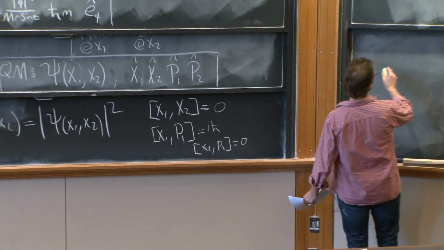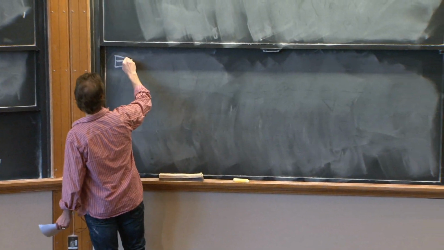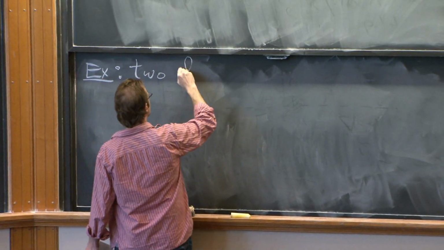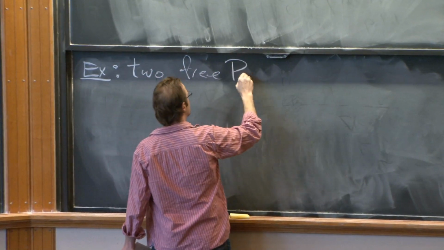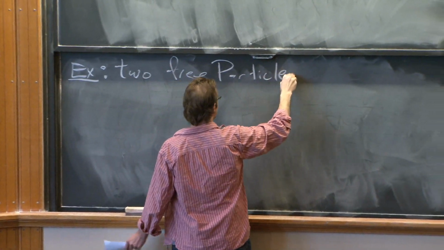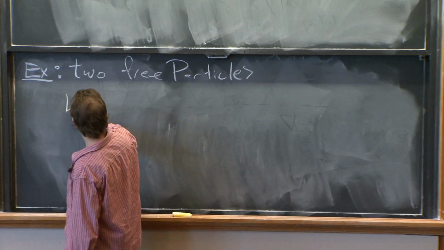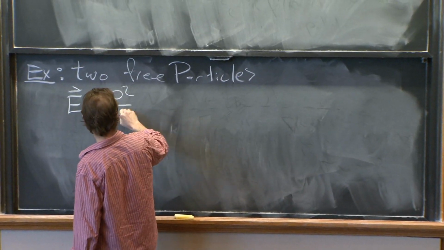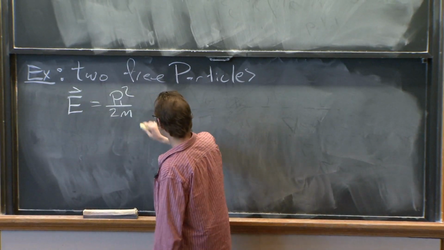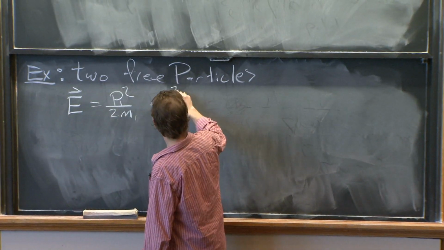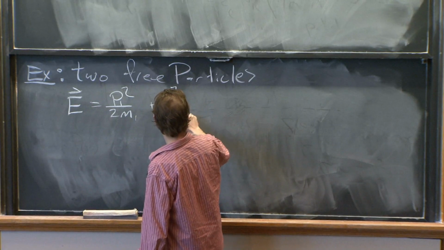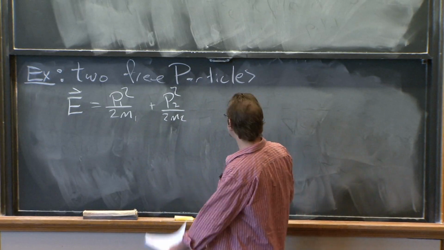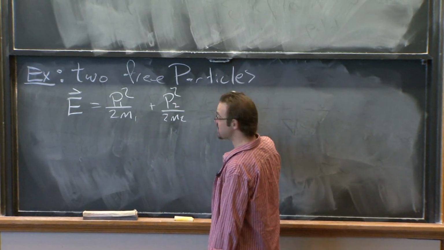So just to be explicit about this, let's do an example. Two free particles. OK. So what's the energy operator? Well, the energy operator is equal to p1 squared upon 2m1 for the first particle, plus p2 squared upon 2m2, the second particle, its mass is m2, the first particle has mass m1, and the system is free, so this is plus 0.